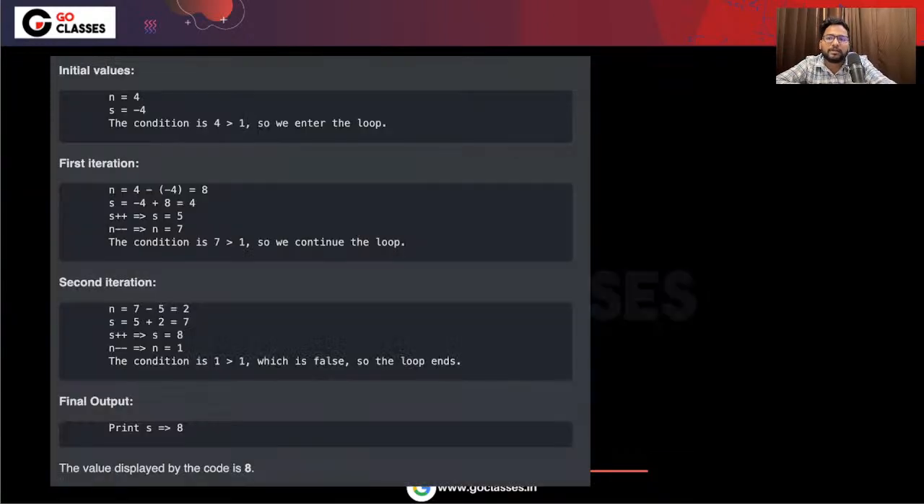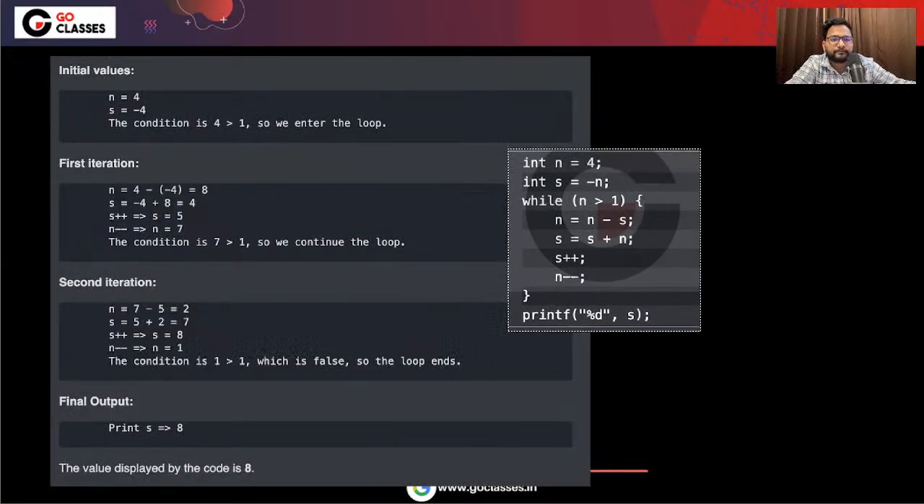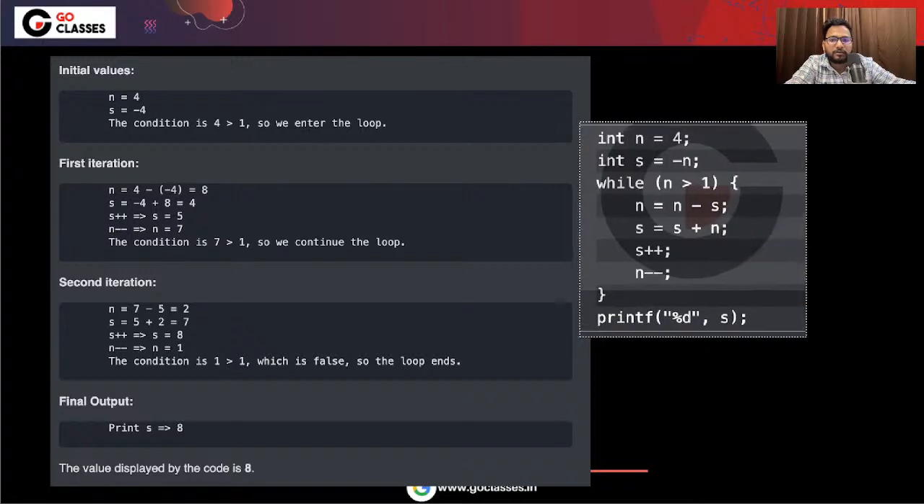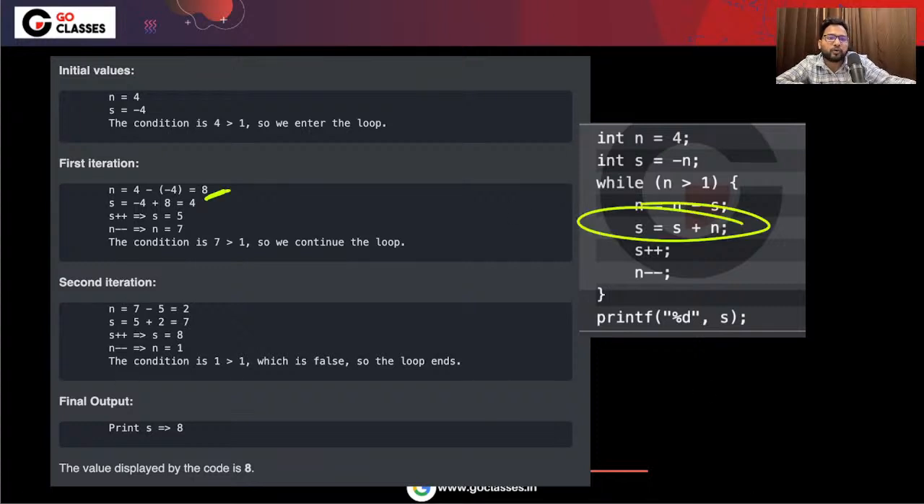So maybe I have this. So n equal to 4. Let me just copy this particular code here. Okay. So n equal to 4, right, and s equal to -n. Now n equal to n minus s. Okay, n equal to n minus s means n is 4, s is -4. So basically it will be 2n, which is 8. s equal to s plus n, right? So s is actually -4 plus n, it will be again 4.